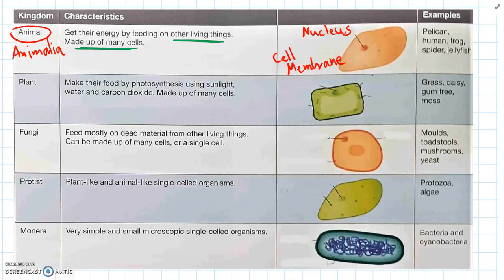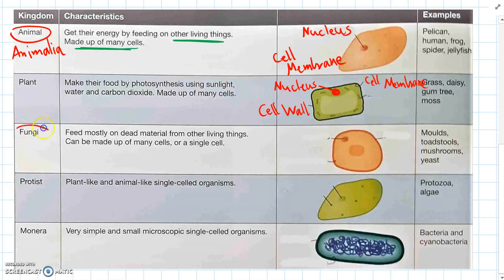But plants, on the other hand, if we look at their cells, they still have a nucleus. It's a dark region there. And they still have a cell membrane that holds the cell together. But they also have a thick layer around the outside of the cell called a cell wall. And this keeps the cells strong and rigid, and that's why plants can hold themselves up. They don't need bones to stand upright, which animals do.